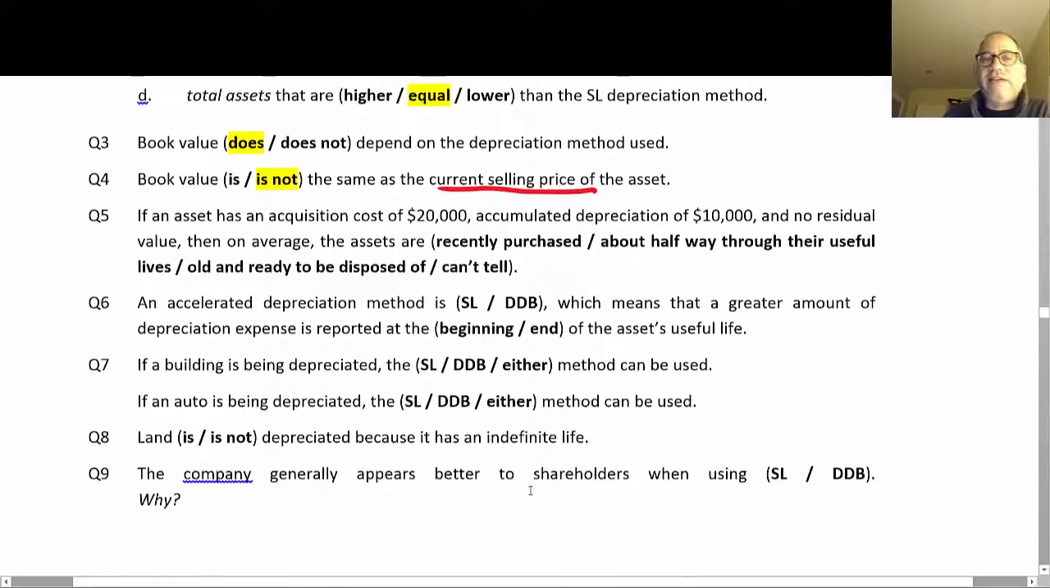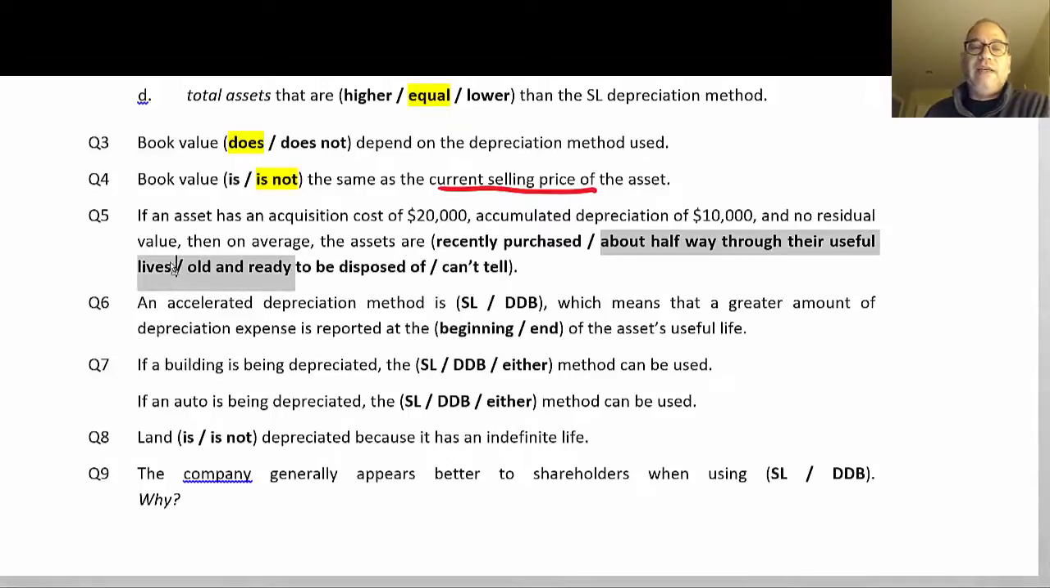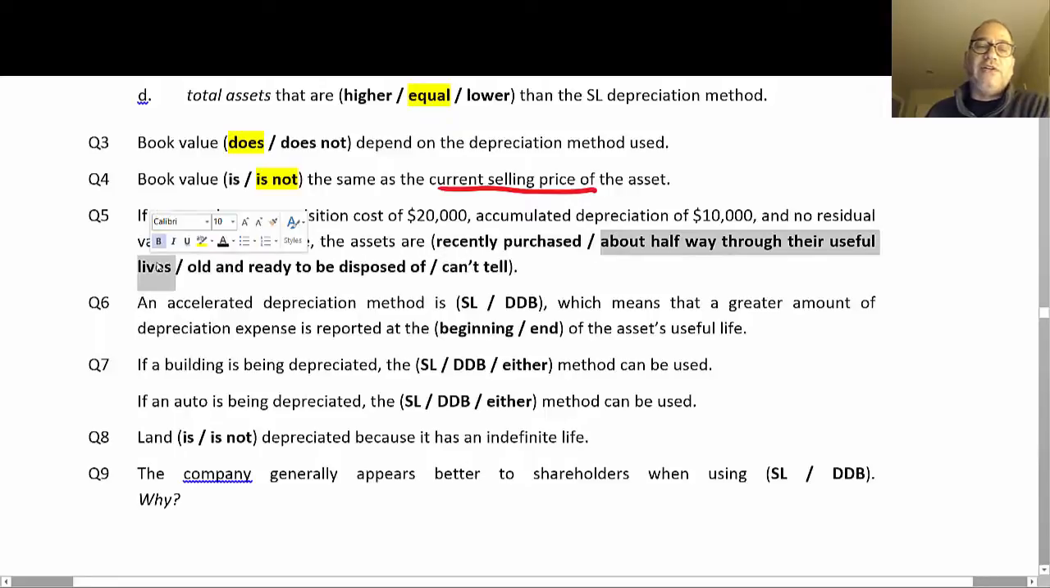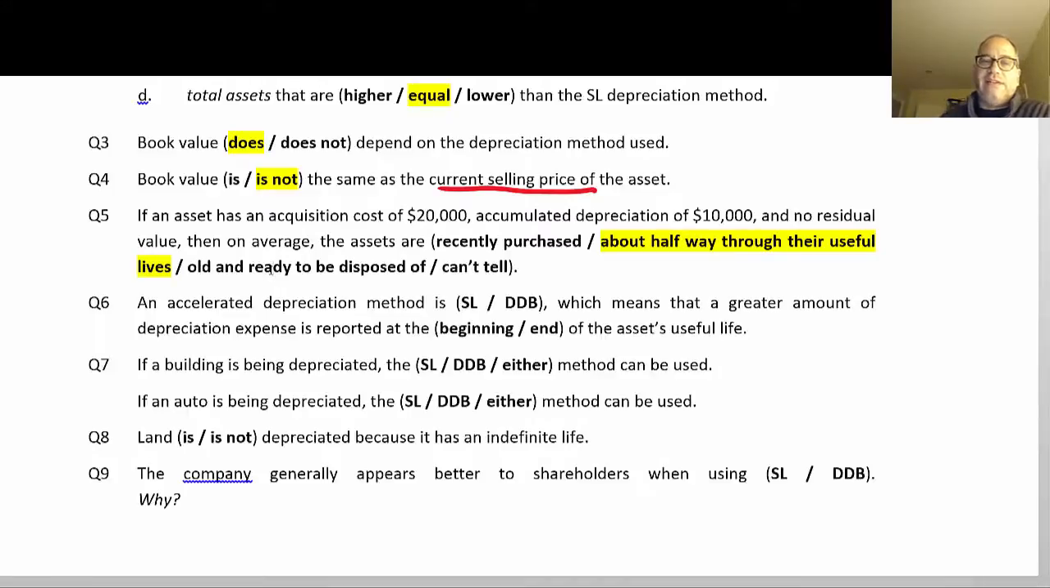Now, let's look at the next question here. If an asset has an acquisition cost of $20,000, accumulated depreciation of $10,000, and no residual value, then on average, are the assets recently purchased, halfway through their useful life, old and ready to be disposed of, or can't you tell? Assuming they're using straight line, then it's halfway through their useful life. If it's double declining balance, it's actually a little younger than that. But it should be about halfway through its useful life because it's half depreciated. So the more depreciation you've recorded, the further along you've gotten in the useful life of the asset.